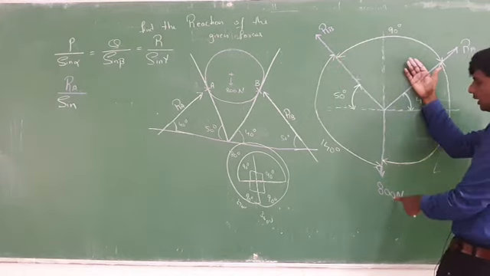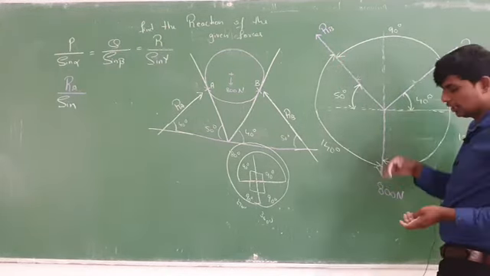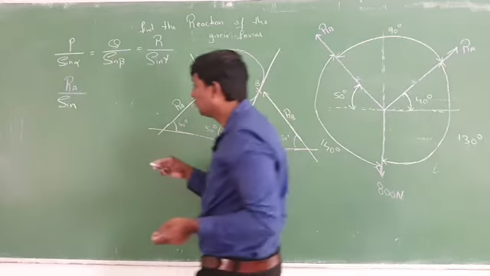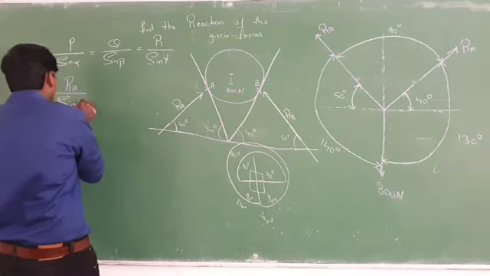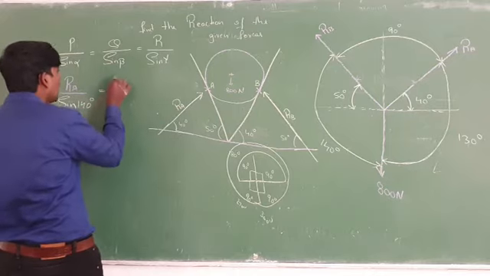RB and 800 Newton. Between these two forces, how much angle is there? 140 degree. So here you have to write 140 degree. Next one I am writing RB.